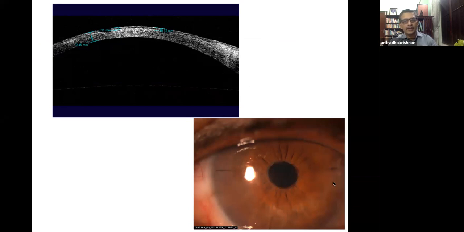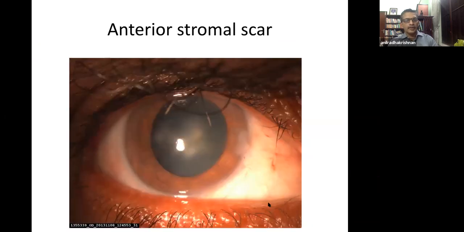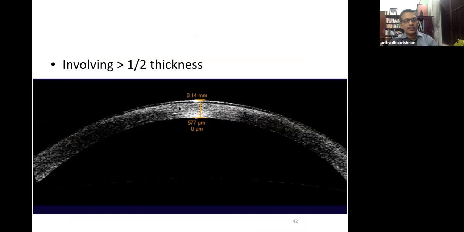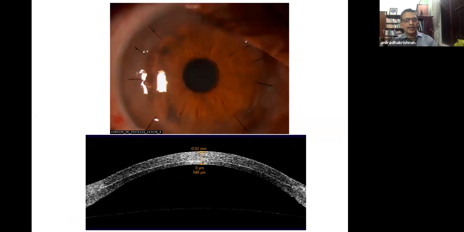So after that, the corneal scar, the anterior stromal scar is taken care of. Another anterior stromal scar, but this is seen to be slightly more dense. It is more than about, I think it's coming to 250 microns or so, even more than that. So we have to go for a much deeper cut.